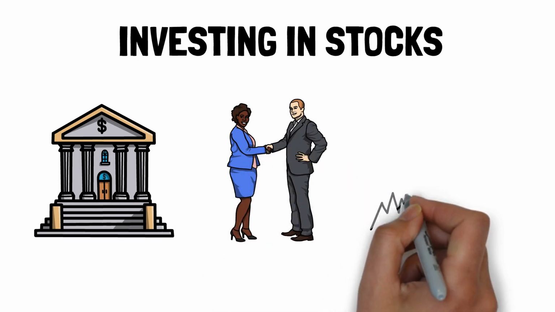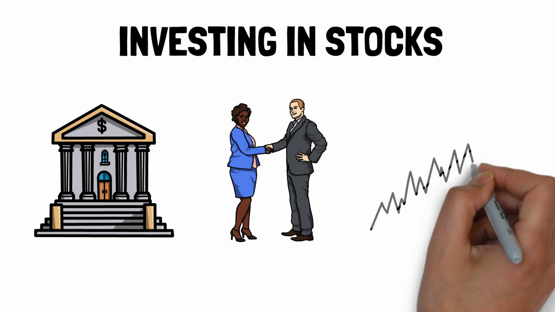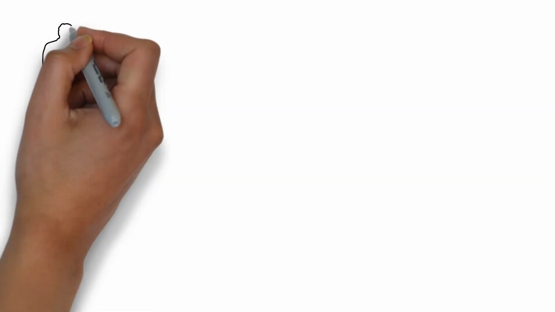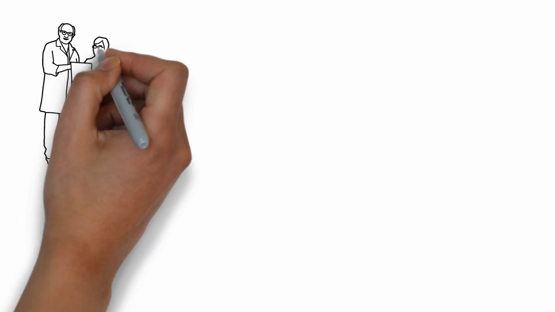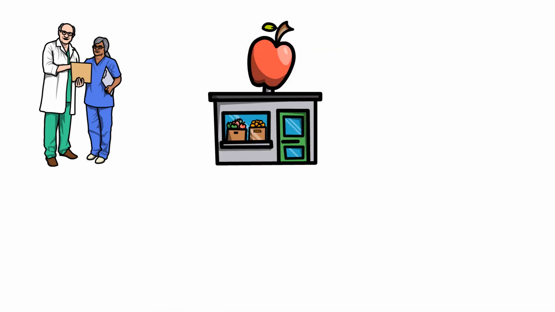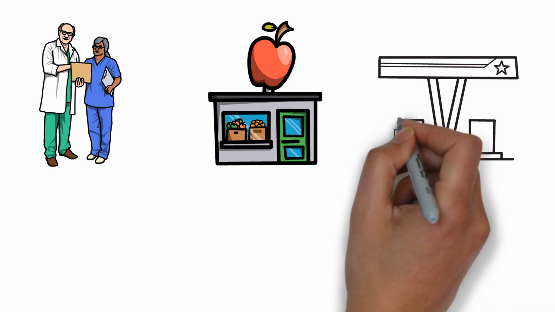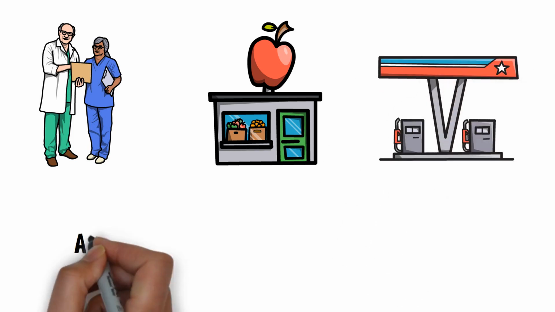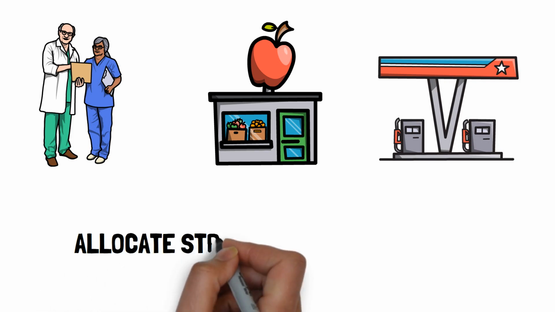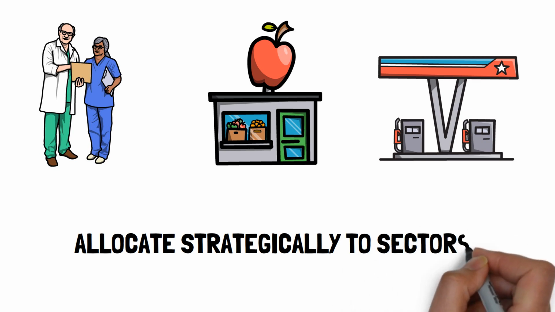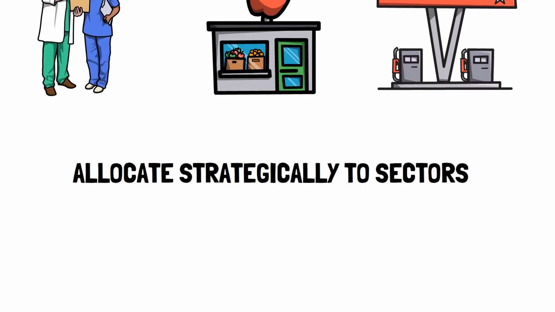As a result, stock prices may rise, providing investors with the potential for long-term growth that can outpace inflation. Certain sectors and industries have historically demonstrated the ability to outperform during inflationary periods. These sectors often include companies involved in essential goods and services such as healthcare, consumer staples, and utilities. By strategically allocating investments to sectors that tend to be less impacted by inflation, investors can mitigate the potential negative effects of rising prices on their portfolios.